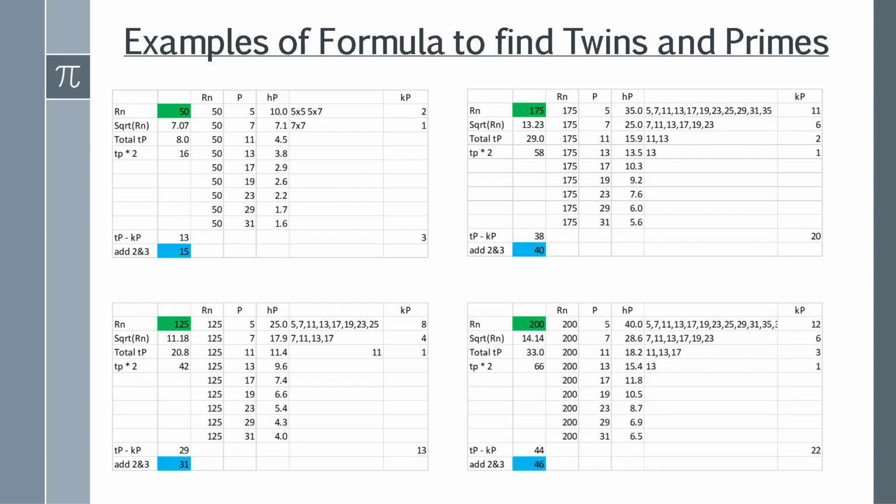And then one more, 200, 13 is still my highest prime, because 14 is not. 33 total twin sets, so 66, minus 22 is 44, total 46.